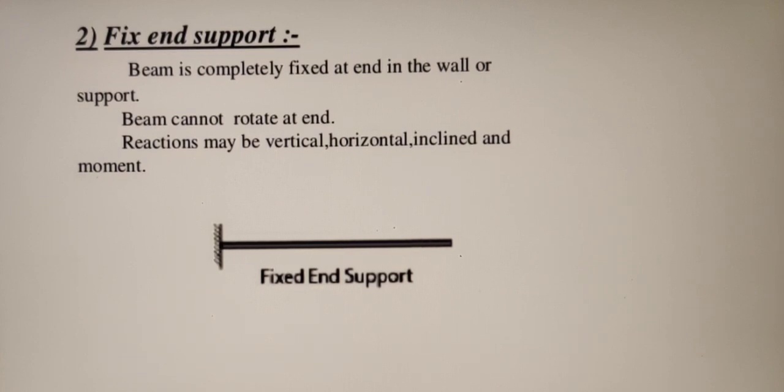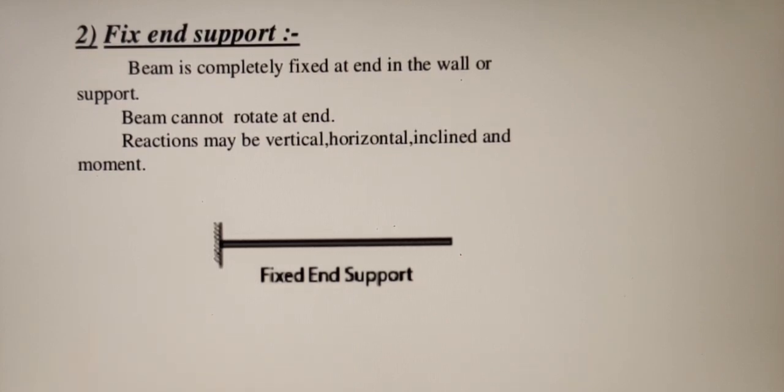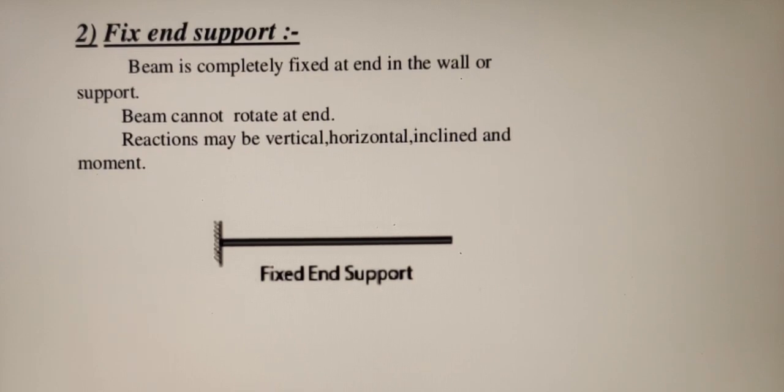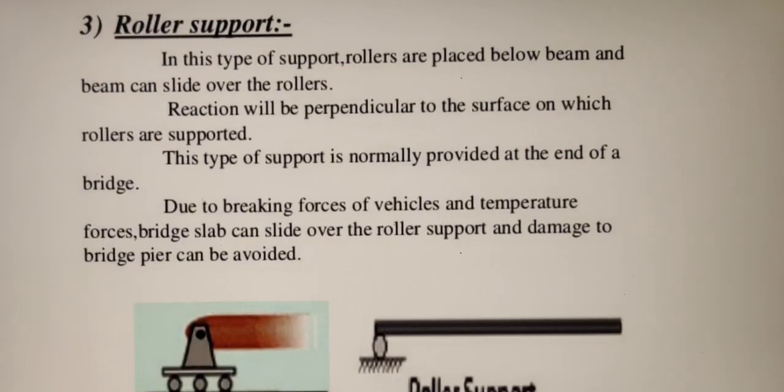So that point you have to remember. There are three reactions at the fixed end support. One is vertical, second is horizontal and the other is moment. In the previous case you are having only one reaction, that is the normal reaction, which is perpendicular to the beam or perpendicular to the support.